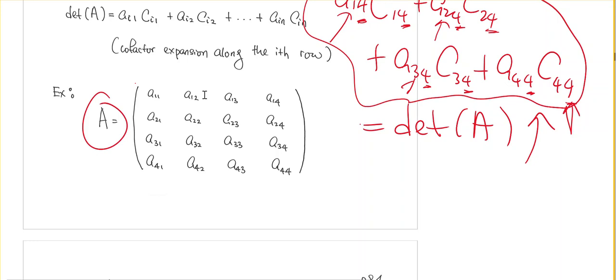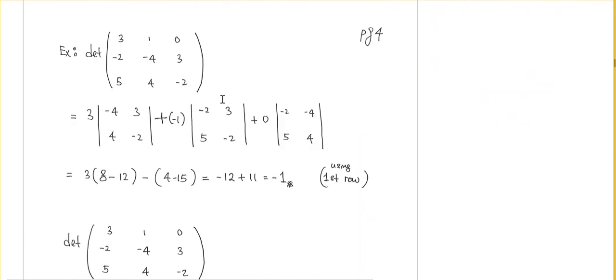So now we have a way to compute the determinant of any n by n square matrix. We just need to do the expansion: pick a row or pick a column. We usually do a row, but you don't have to. You can do the column. So pick a row or pick a column and start doing that expansion.